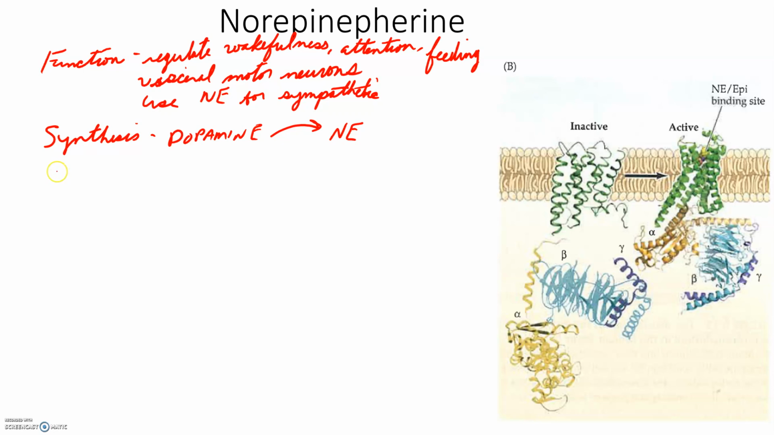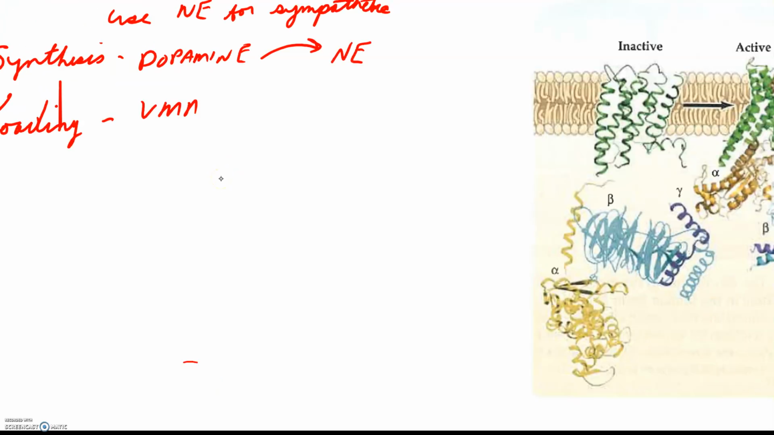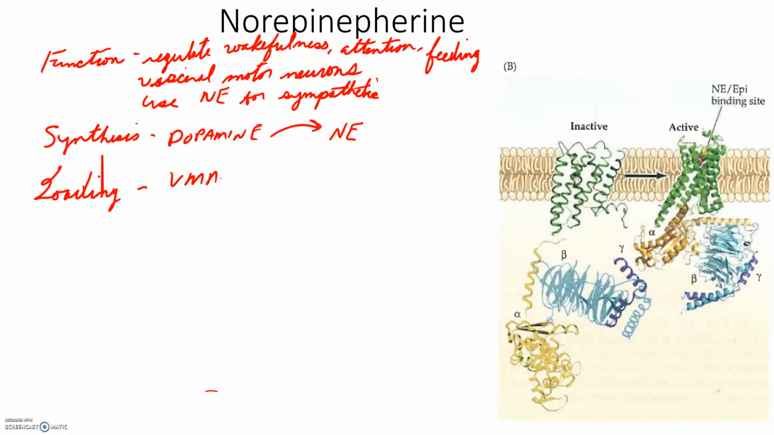So for example, when we think about loading into vesicles, how does norepinephrine get loaded? It uses the same vesicular monoamine transporter. The same VMAT loads the norepinephrine into vesicles.